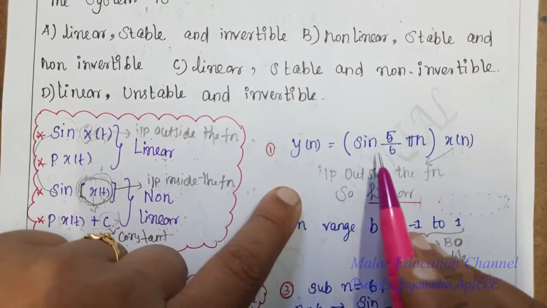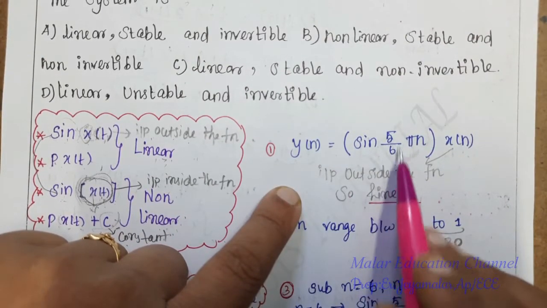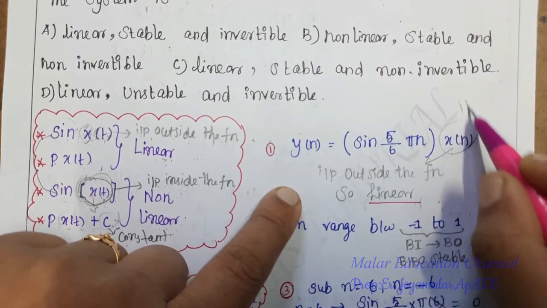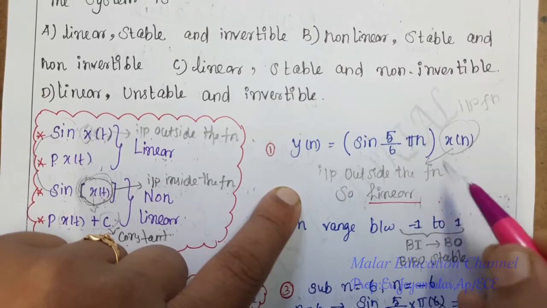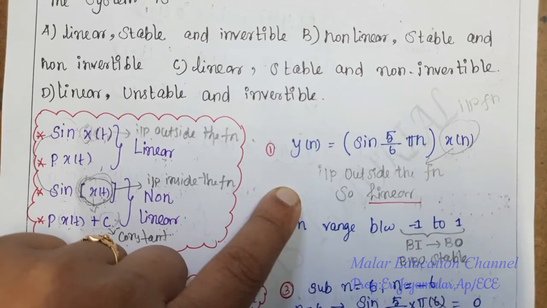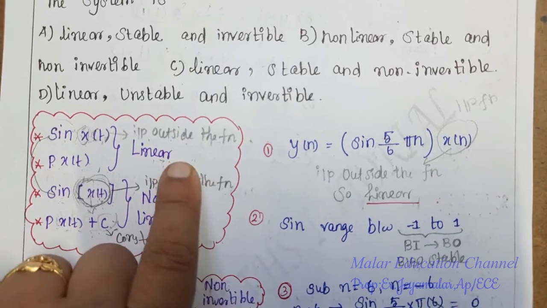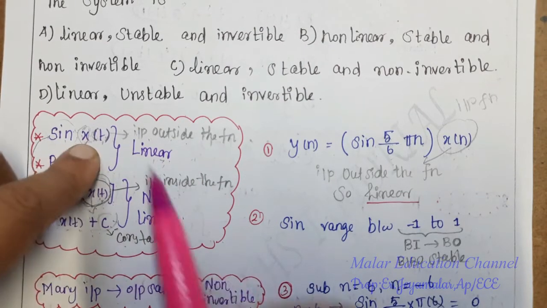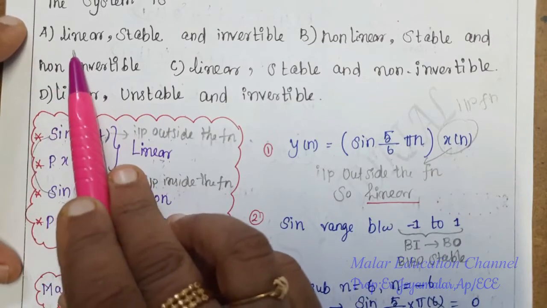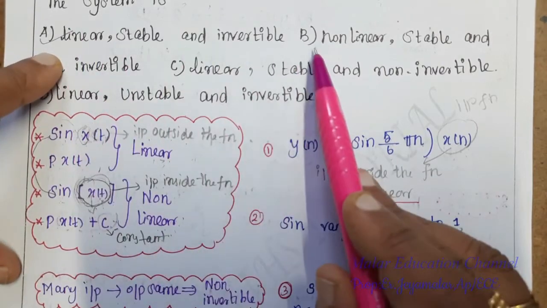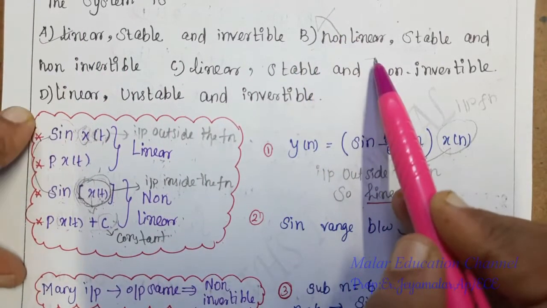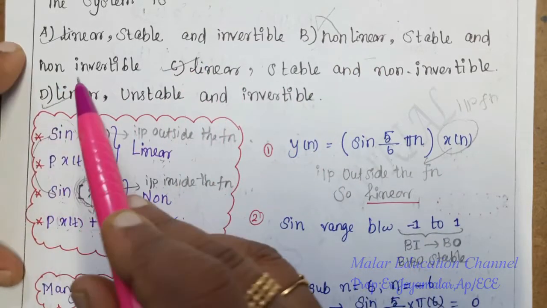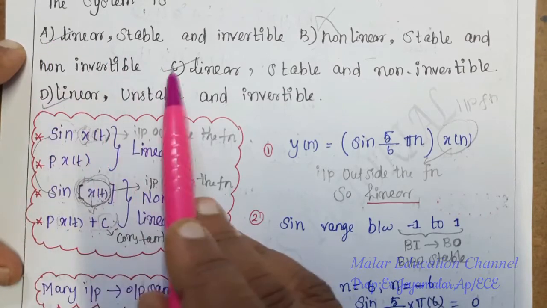y of n equal to sine of 5 by 6 pi n into x of n. Here, the input is outside the given function, which means it is linear. Check the answers. Option A is linear, so A is okay. B is wrong because it says non-linear. C is also okay, and D is also okay. Let me check whether it is A, C or D.